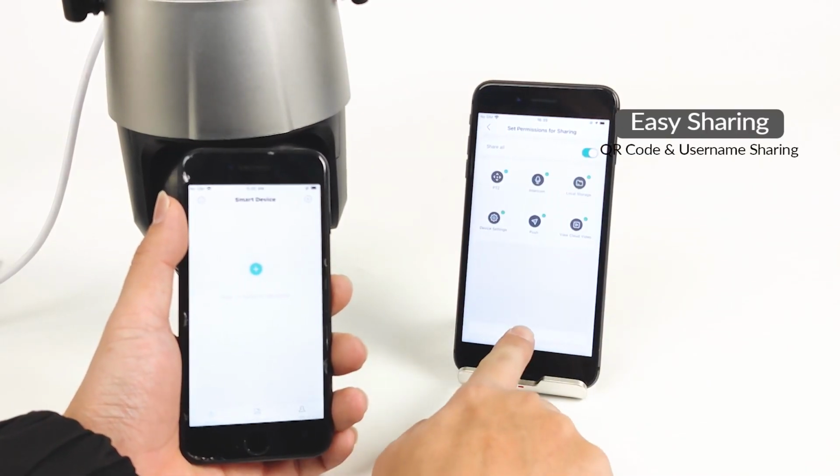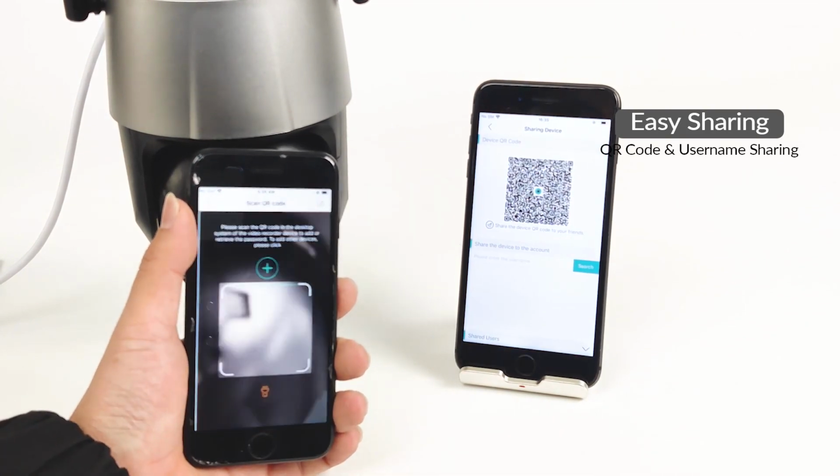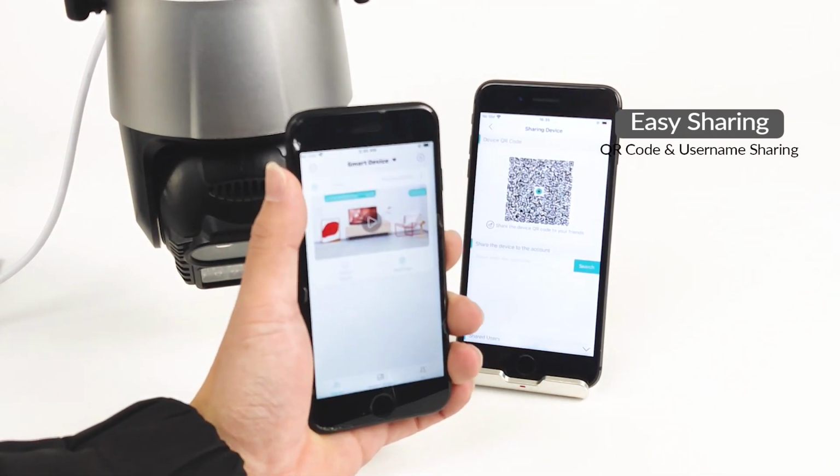Scan the QR code to complete the sharing. There is no upper limit for sharing, and up to 5 people can watch at the same time.